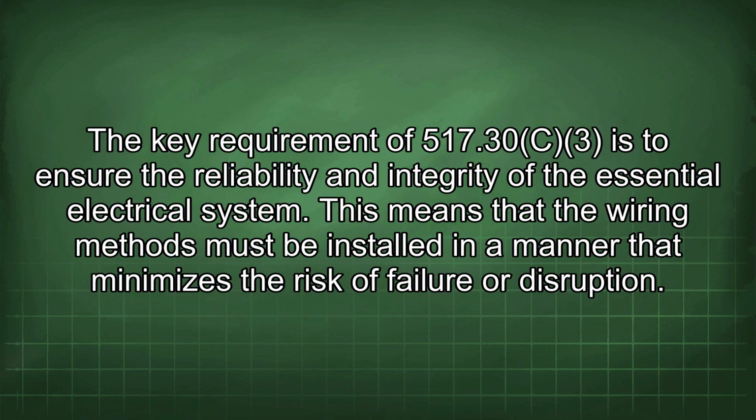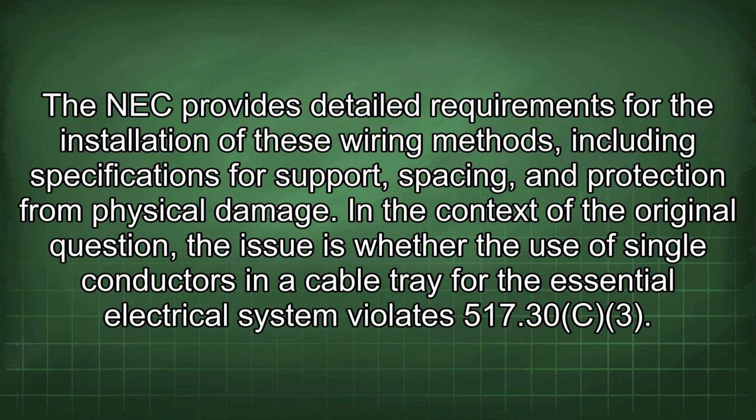The key requirement of 517.30(C)(3) is to ensure the reliability and integrity of the essential electrical system. This means that the wiring methods must be installed in a manner that minimizes the risk of failure or disruption. The NEC provides detailed requirements for the installation of these wiring methods, including specifications for support, spacing, and protection from physical damage.